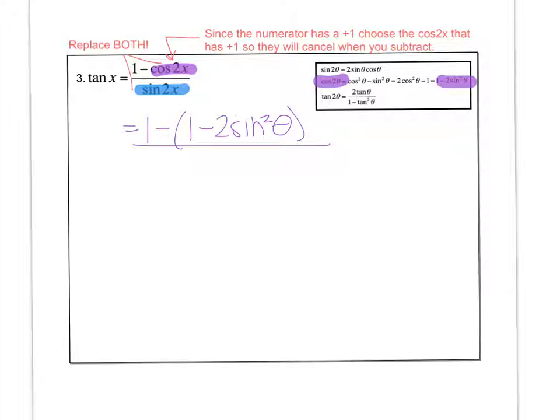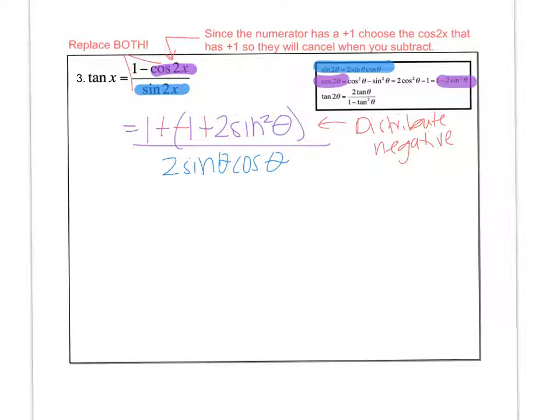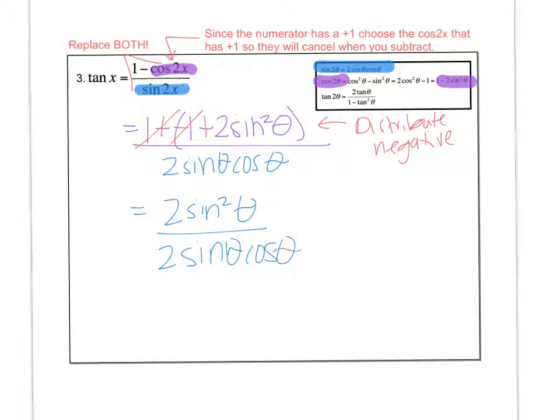And then the bottom, I don't really have an option there. I have to use what sine 2 theta is. Sine 2 theta is 2 sine theta times cosine theta. But now watch what happens on the top. We have to distribute that negative sign through, so I'm going to distribute the negative. And then after I distributed that, the 1 and the -1 cancel. I'm now just left with 2 sine squared on the top over 2 sine theta cosine theta on the bottom.